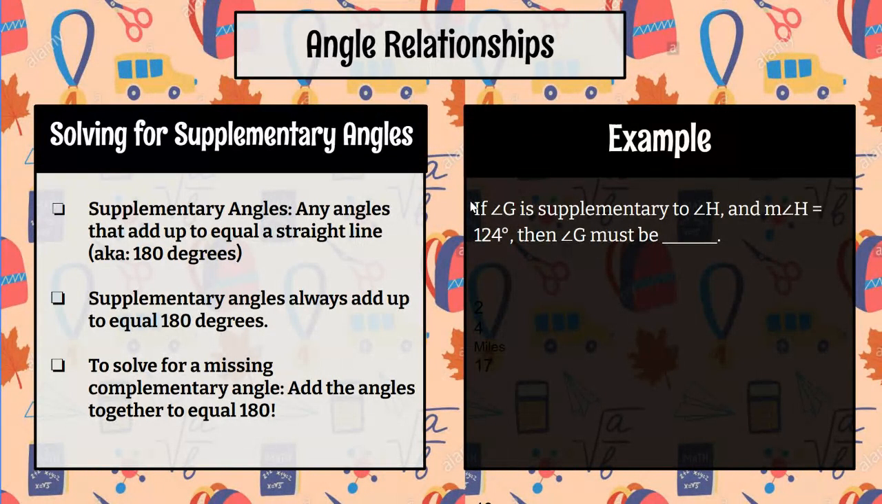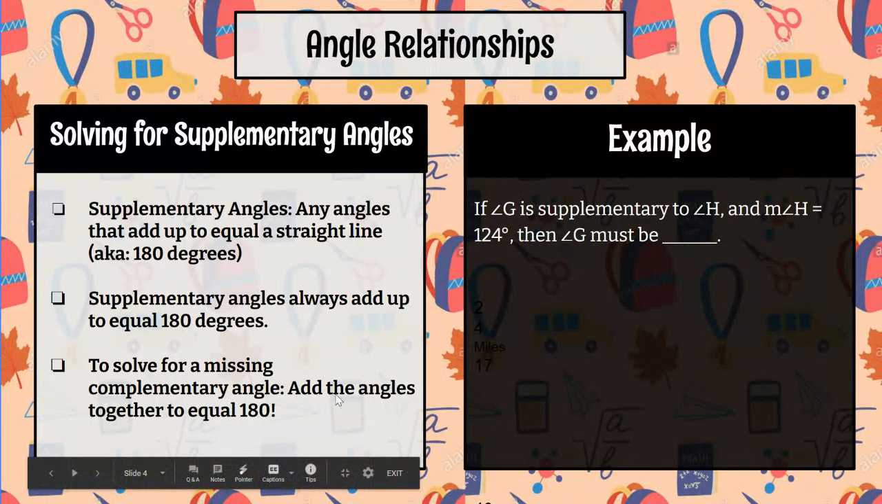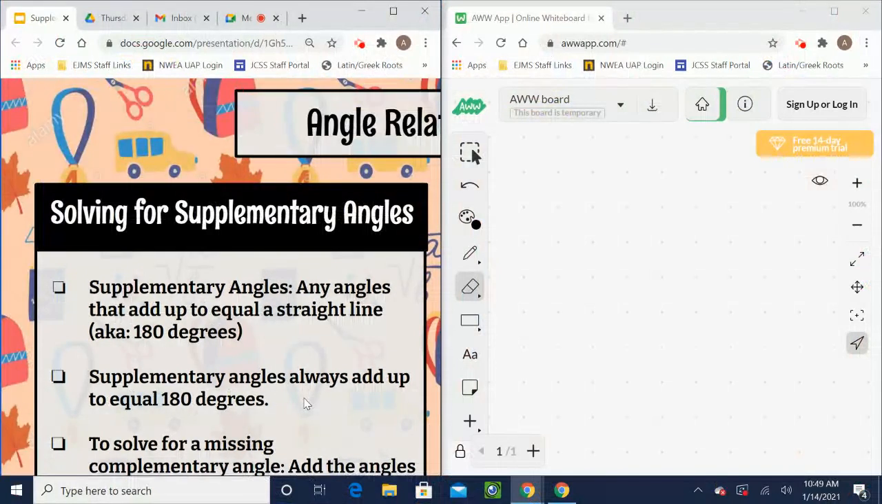So this first one says, if angle G, remember this is the symbol for angle, if angle G is supplementary to angle H, and this M means measure, the measure of angle H is 124, then angle G must be blank. So we're solving for this missing angle. Well, my steps are adding them together to equal 180.